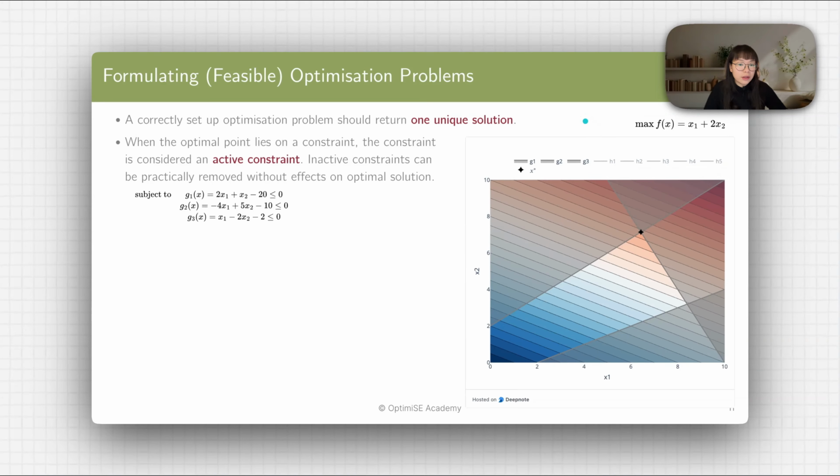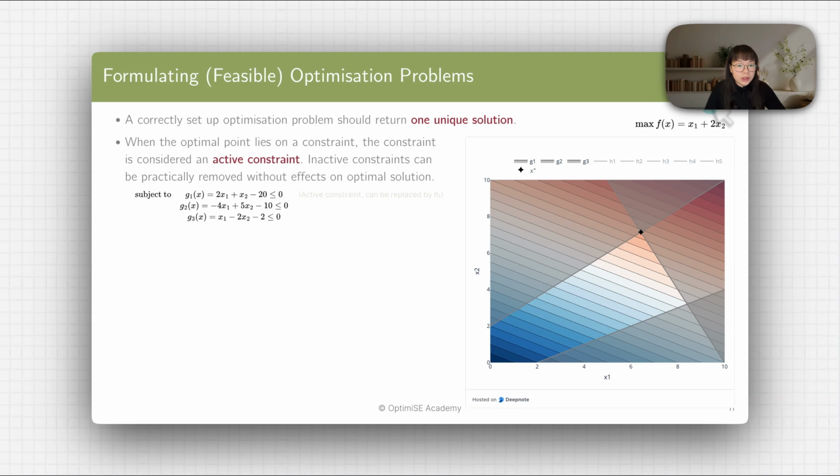So if we look at the constraints over here, we can see that the maximum point actually touches two constraints. And we call the constraints that a solution touches the active constraints. So here G1 and G2, which are these two regions, would actually be active constraints. And G3 over here, because the solution doesn't lie anywhere in this constraint, is an inactive constraint.